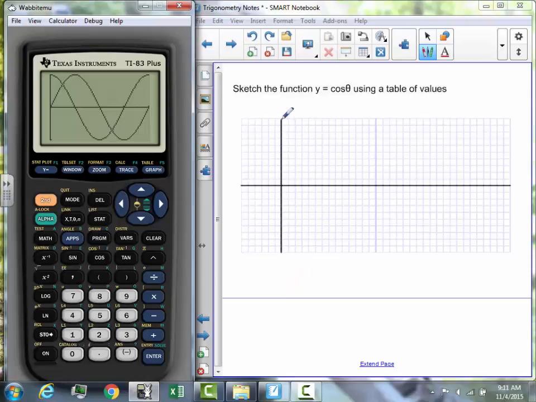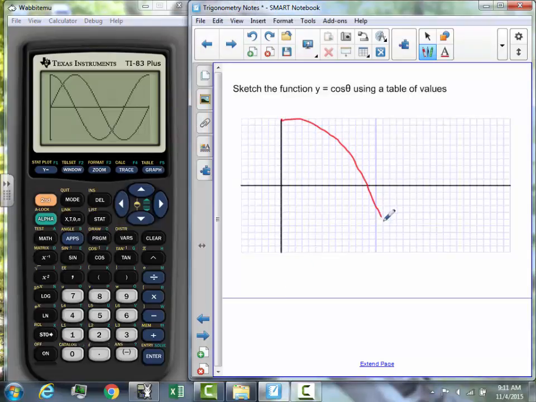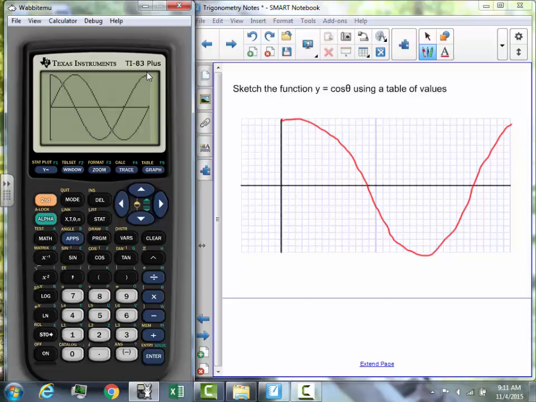Cosine's graph basically does this shape. It starts high, goes down, goes low, and comes back up. Do you guys see how there's a very big similarity between sine and cosine? Sine starts, goes up, down, up, whereas cosine starts high and goes down, up.